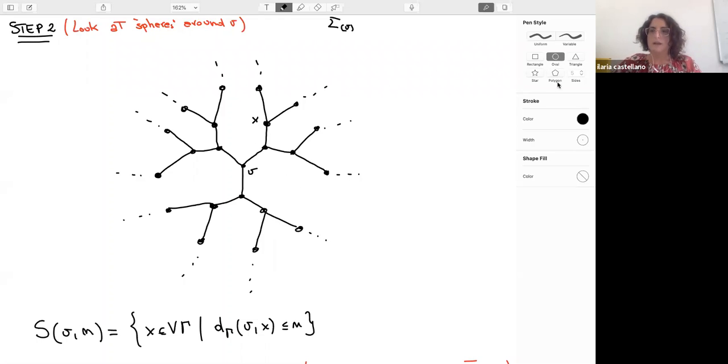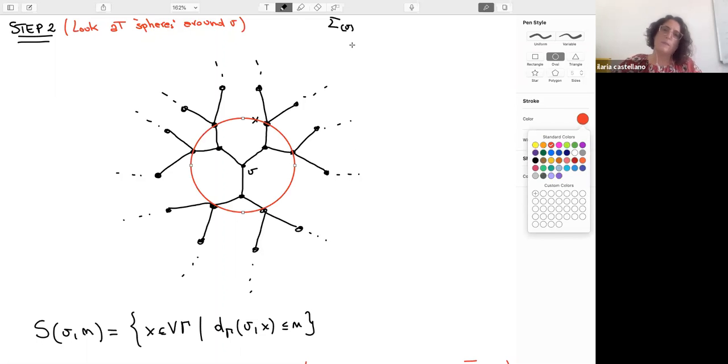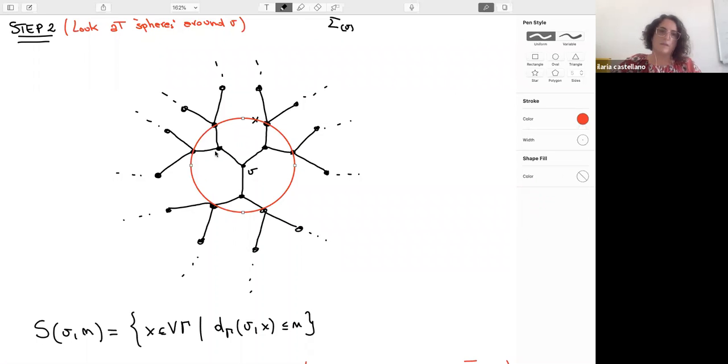This means that I can just consider these spheres around V and then I consider all the points that have distance at least, in this scenario, at least 2. Okay?